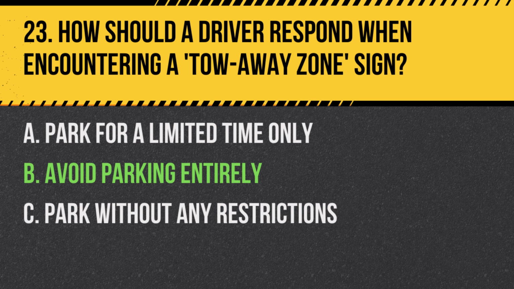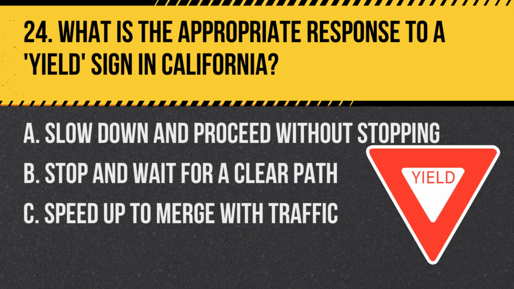A tow away zone sign indicates that parking is not allowed and vehicles may be towed. Question 24. What is the appropriate response to a yield sign in California? A. Slow down and proceed without stopping. B. Stop and wait for a clear path. C. Speed up to merge with traffic. Answer: B. Stop and wait for a clear path.